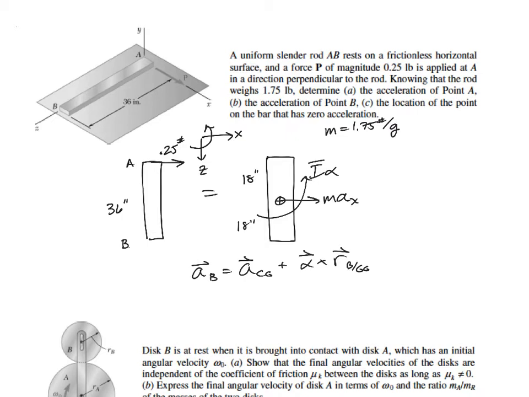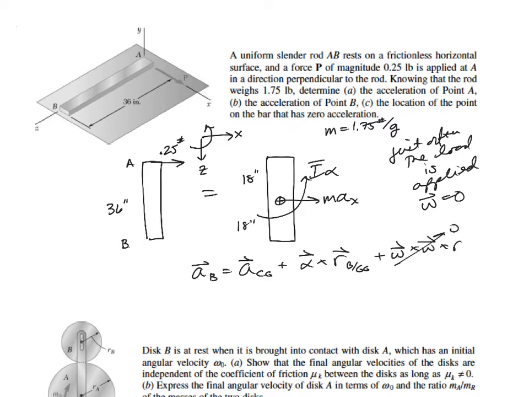Again, also implied here is that this is just after the load is applied, immediately after, so that omega equals 0. So this is all going to be 0 right there. So we can go ahead and solve for the acceleration there, right? The acceleration of point B. And it says the location of the point on the bar that has 0 acceleration.